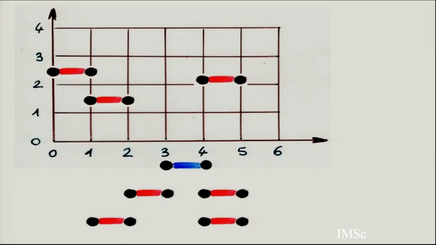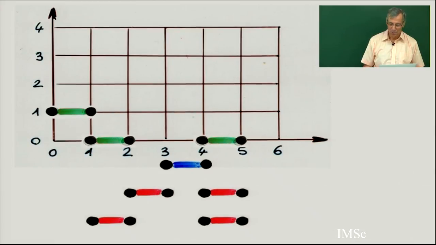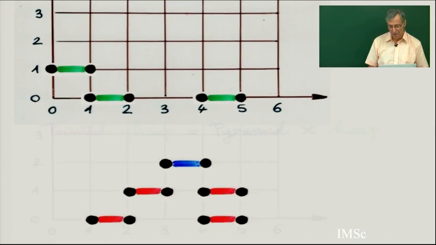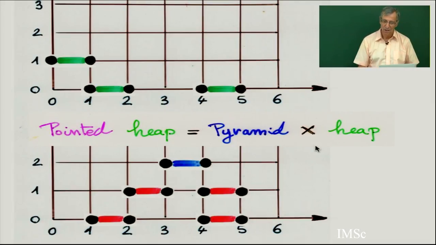And what remains above is another heap. In fact, when I extract my pyramid, I have decomposed my heap as a product of two heaps. And so you easily prove this equality: a pointed heap, meaning a heap with one of the pieces pointed, is equal to a pyramid multiplied by a heap. So it's an equality in the heap monoid, which is very easy to prove. But once we have this notion of pushing, which is equivalent to taking an ideal, what remains is a poset related to a heap.